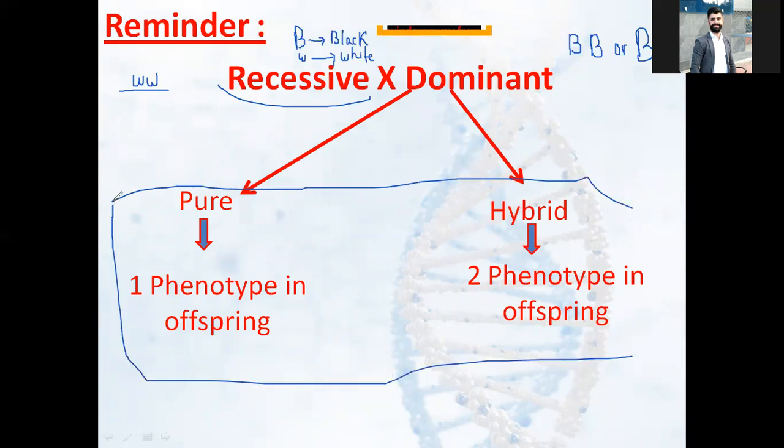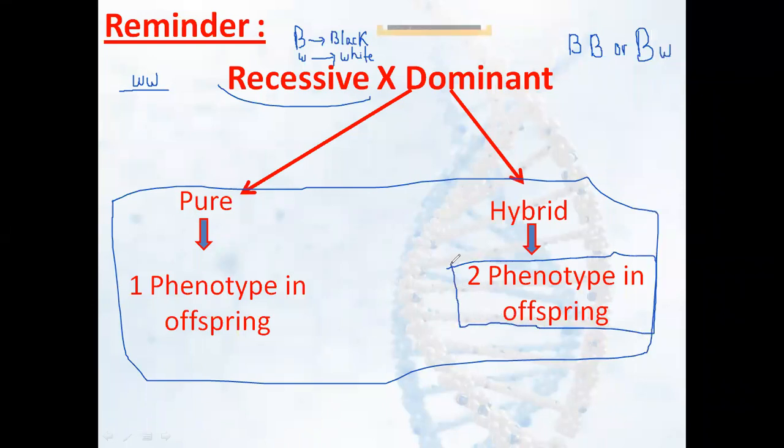So if we get in the descendants, in the offspring, two phenotypes, meaning that we get 50% white and 50% black, here in the recessive, how many types of gametes does it give? It's ww, so it gives only w, 100%. So this will not determine the answer. The answer will be determined according to the dominant.